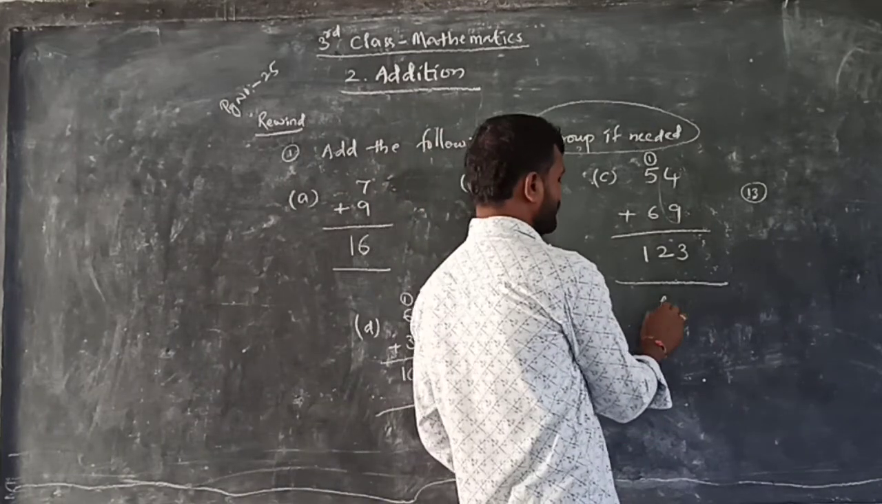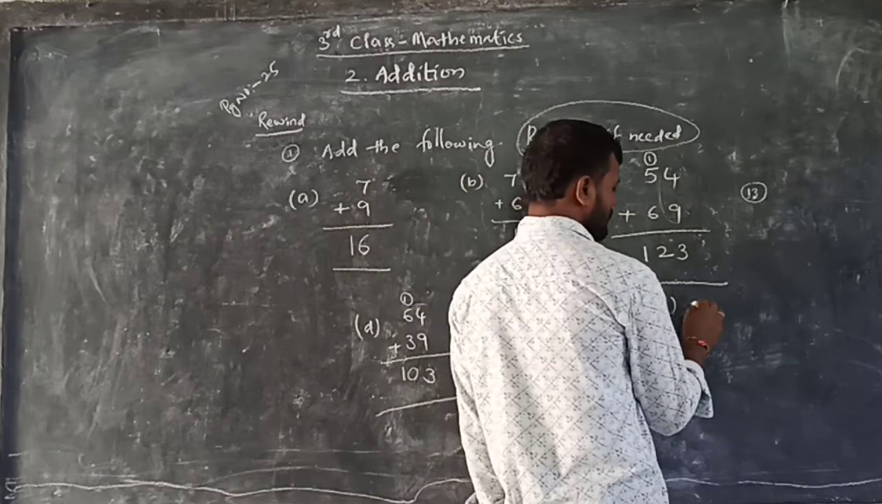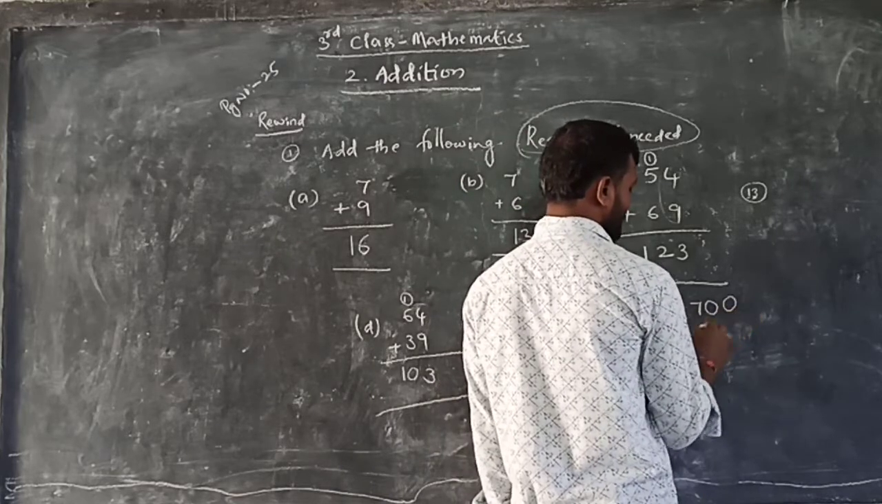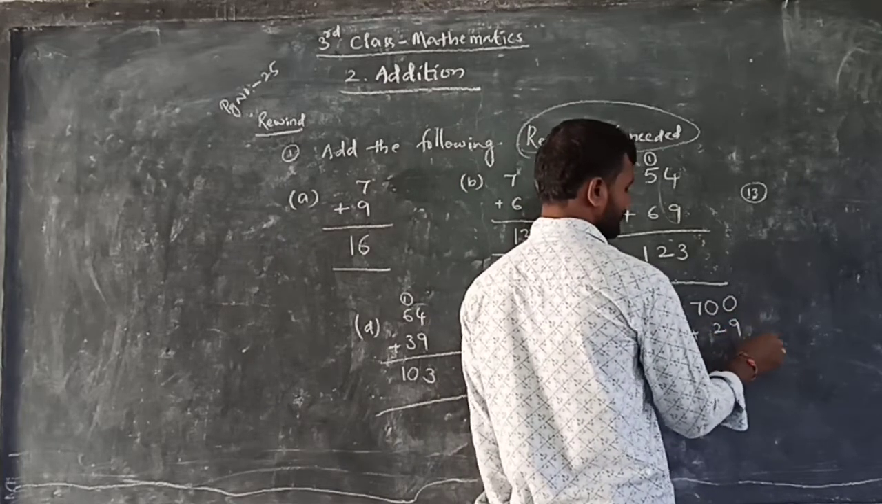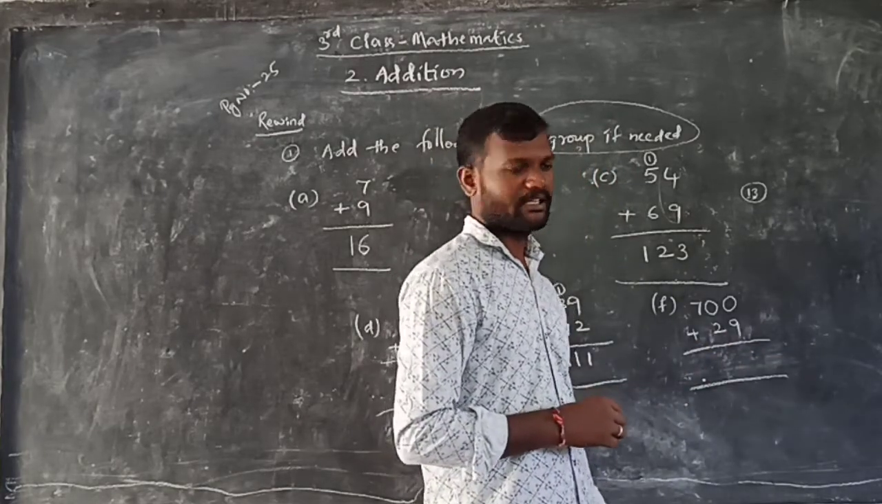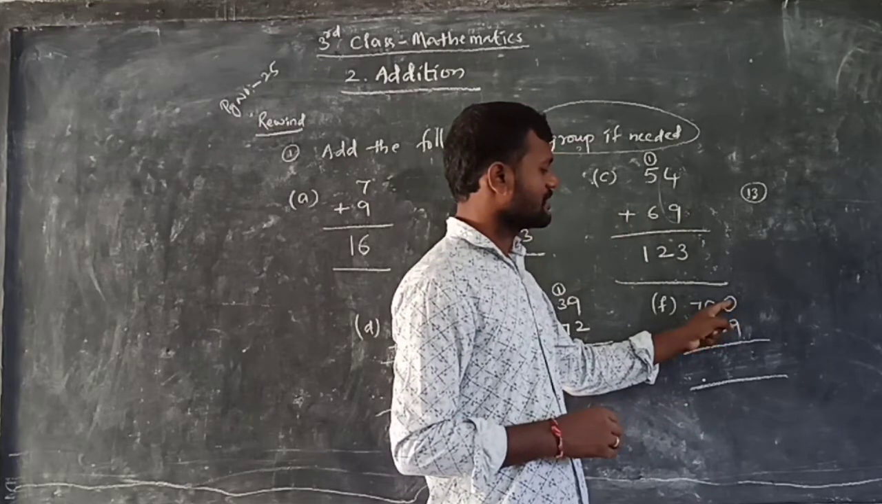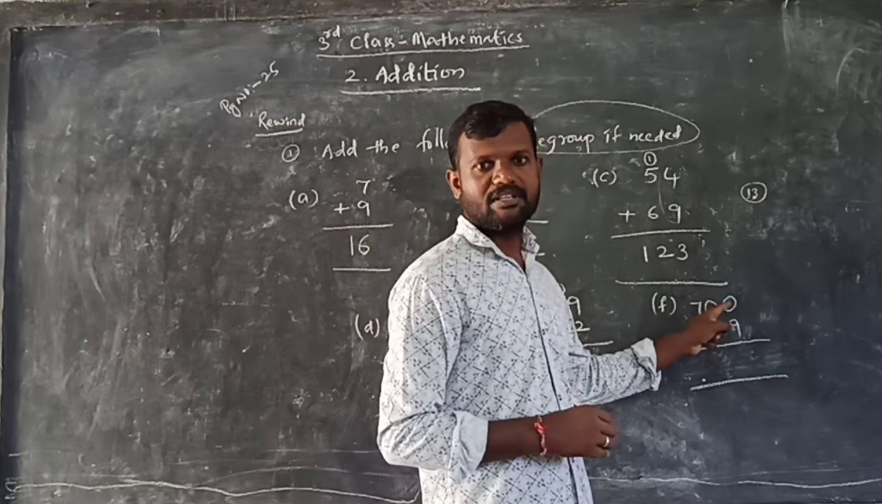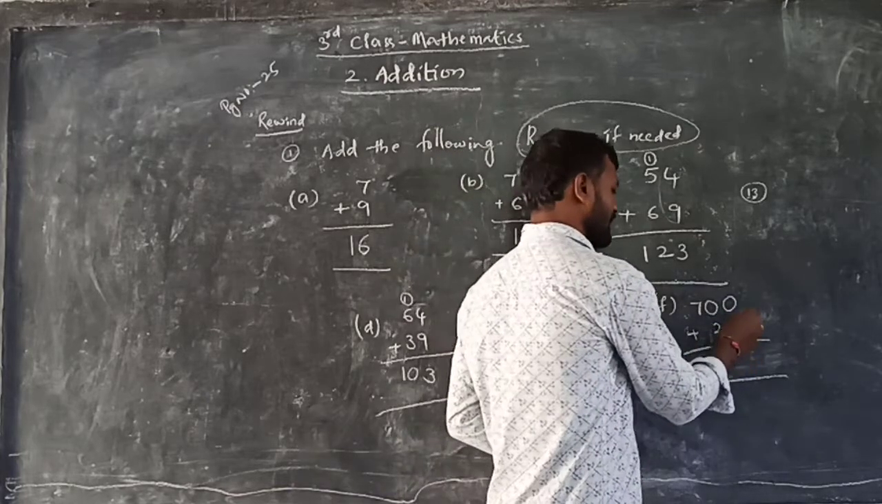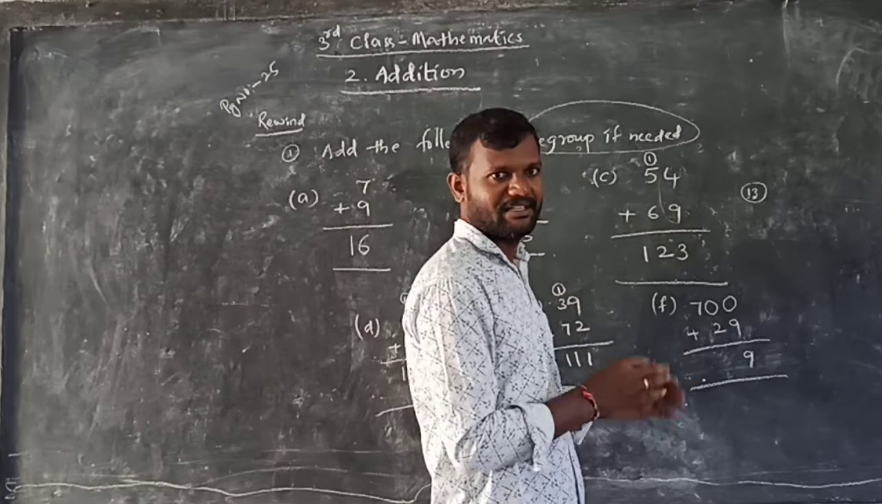Next F. Okay. F is what? 700 plus 29. First we have to start from right. So what are the numbers? 0 plus 9. 0 plus 9 means what you will get? Again 9 only. Whatever you add to 0, you will get the same answer.